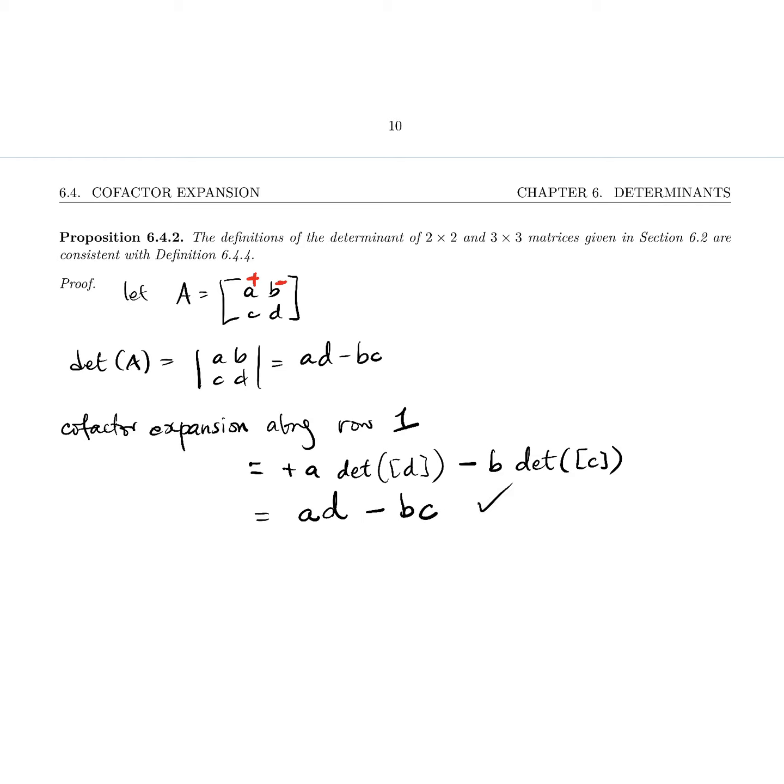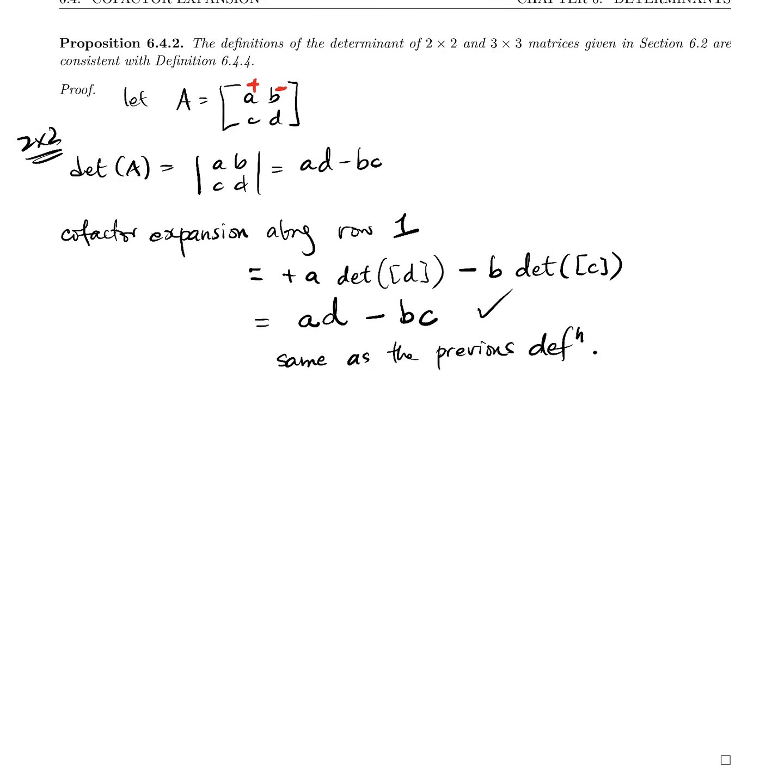It matches the same as the previous definition. So there's the 2 by 2 case. The proposition said not only was the 2 by 2 previous formula consistent, but so was the 3 by 3. So let's look at the 3 by 3.